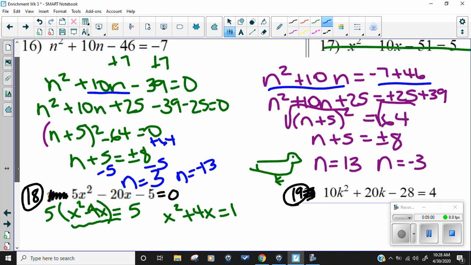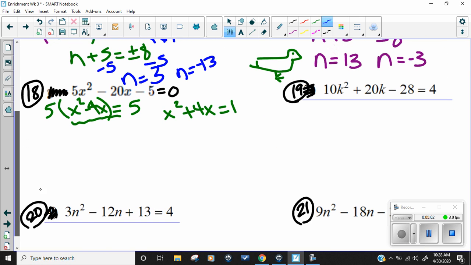So the other thing I talked about are like these middle two, where a is not 1. And when a is not 1, you need a to be 1 to complete the square. Because 5 is not a perfect square, and even if it was a perfect square number, it makes it more difficult. So you have to factor out that 5. So I moved this 5 over to the right. I got equal 5. Factored out the 5. Now I have this that I have to complete the square.